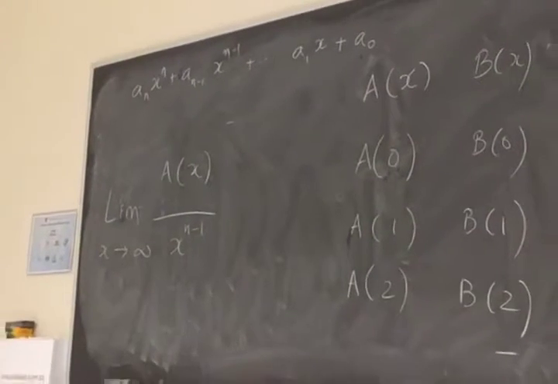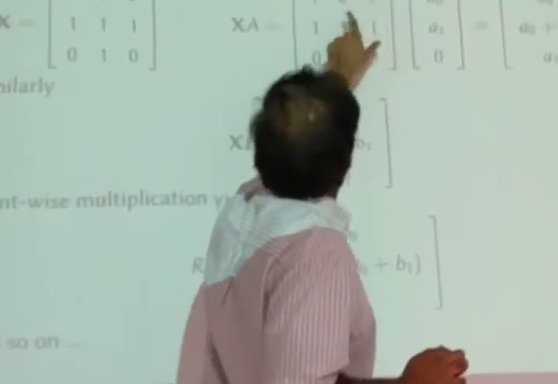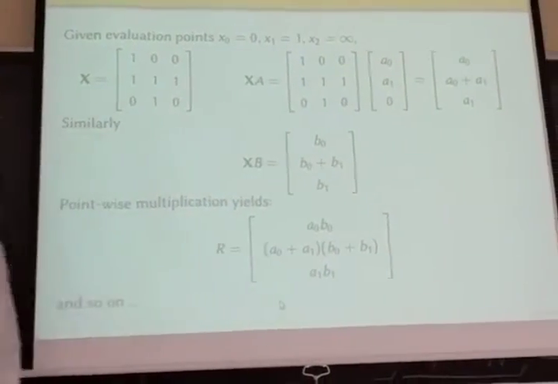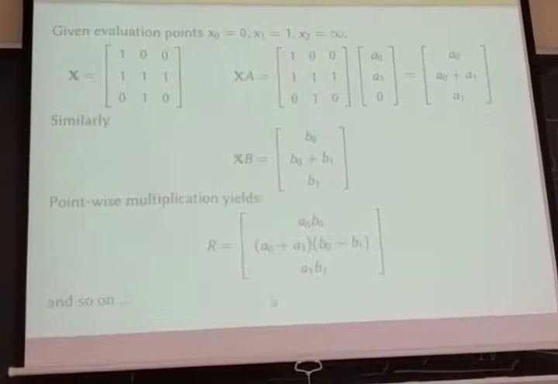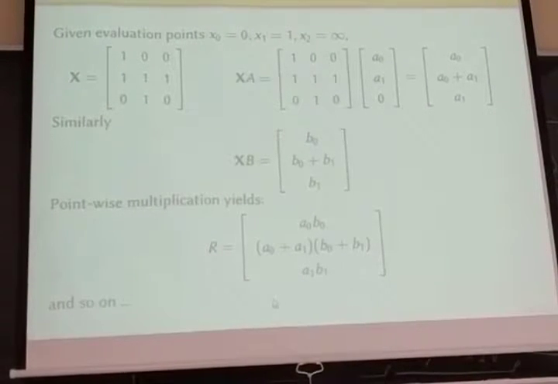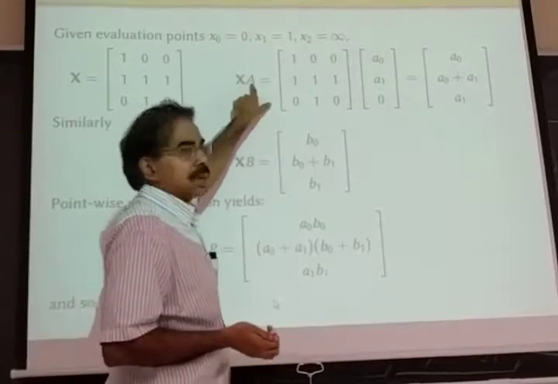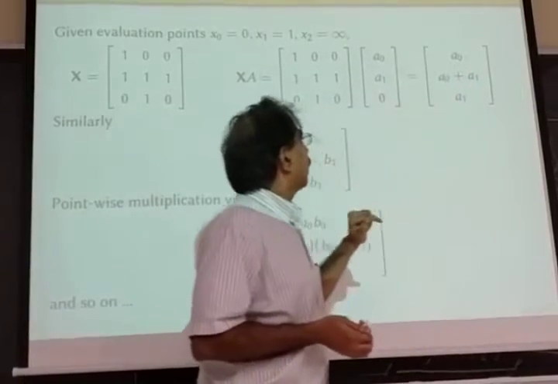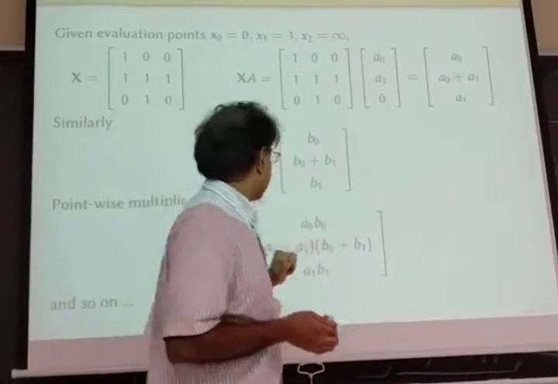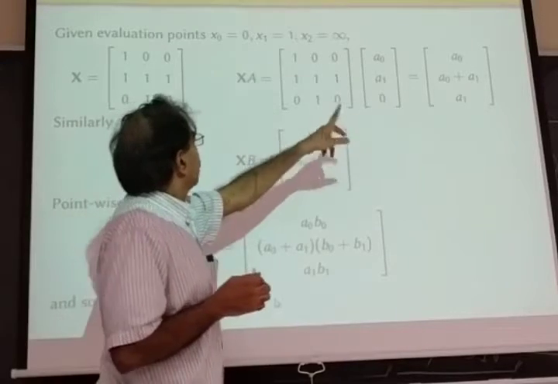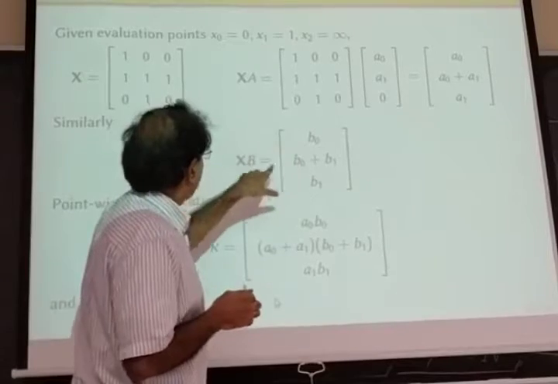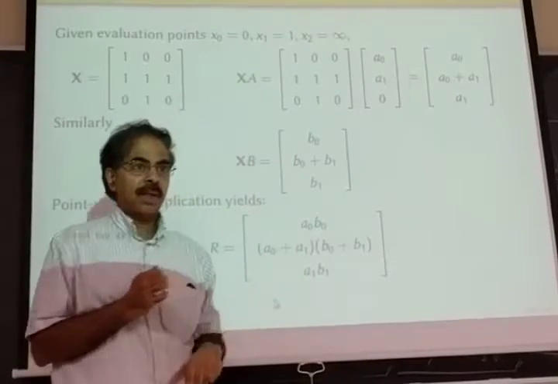So 0, 1, 0, right? Now, again, I take powers of 0, put it here, powers of 1, put it here, and powers of infinity, if you want to think of it that way, there, and then this is what my x is, and then you compute x times a, right? And that gives you a0, a0 plus a1, and a1. Similarly, x times b is the same kind of computation, so it should give you b0, b0 plus b1, and b1. And now when you do the pointwise multiplication, you should get these 3 points, right?